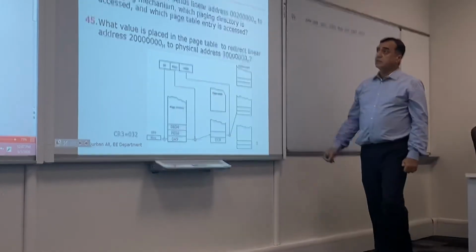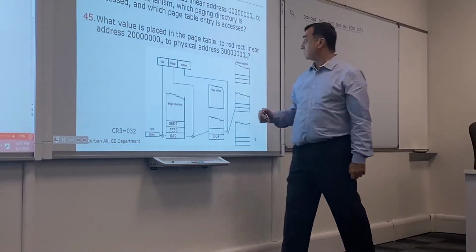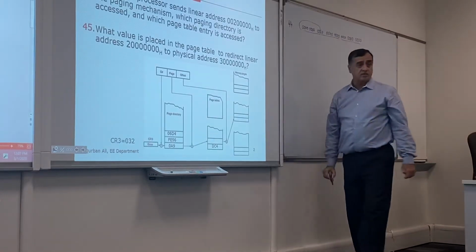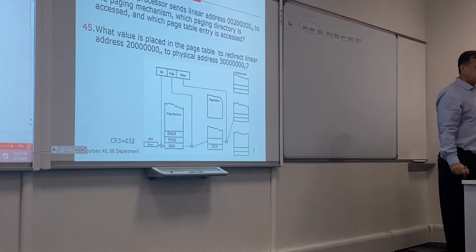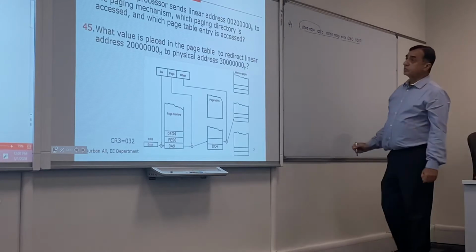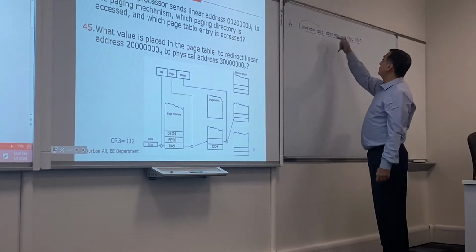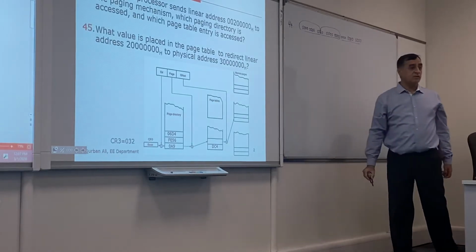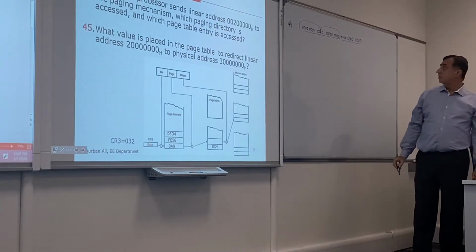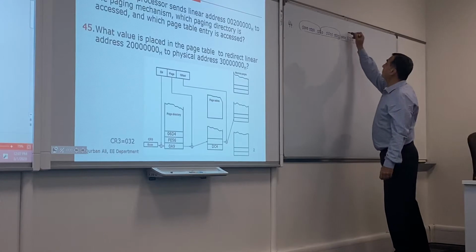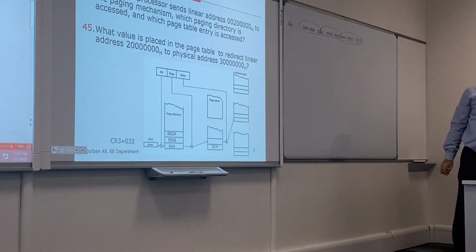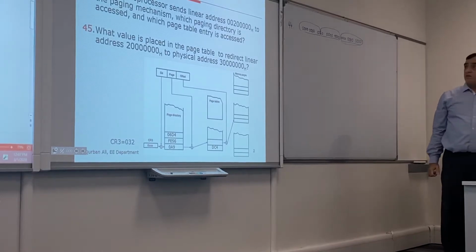Question is, which paging directory is accessed? 0. 0 directory. Which page table is being accessed? Convert this one into hexadecimal. And what is the offset? 0. This is what we understand from 44.